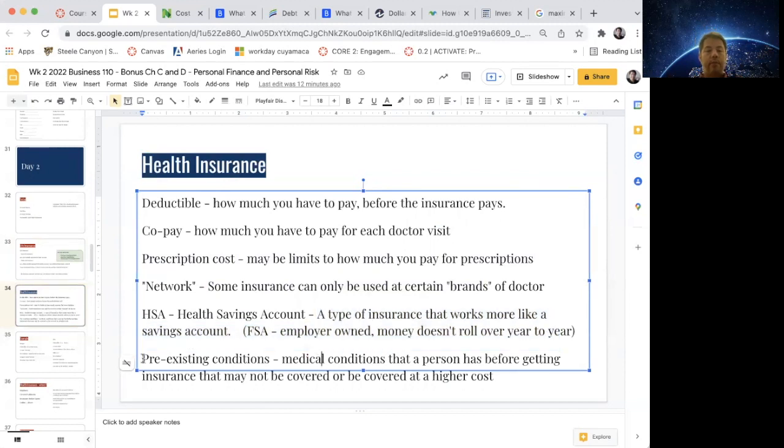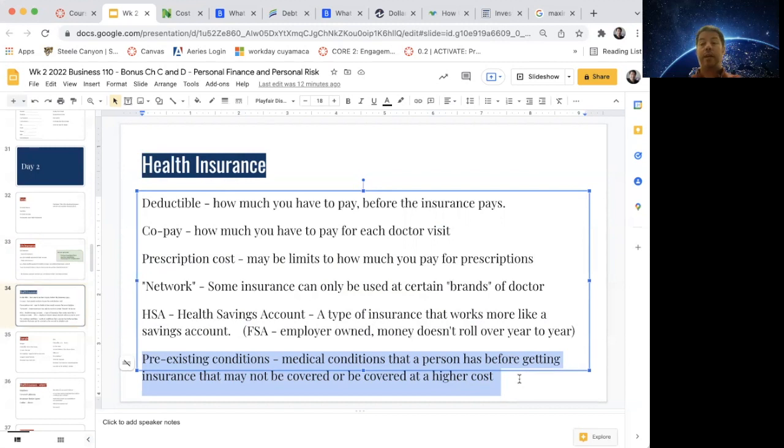Okay. The next word is pre-existing conditions. So you can't help being who you are, but if an insurance company takes you on and you have a medical condition already, they are taking a risk that you're going to go to the doctor because you already have a condition that's going to take you to the doctor.